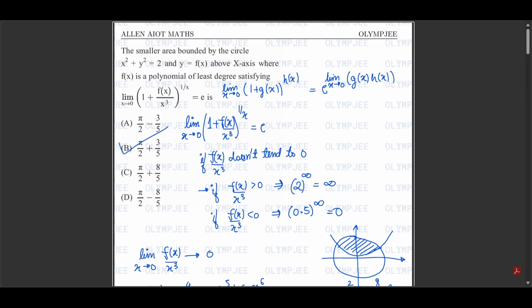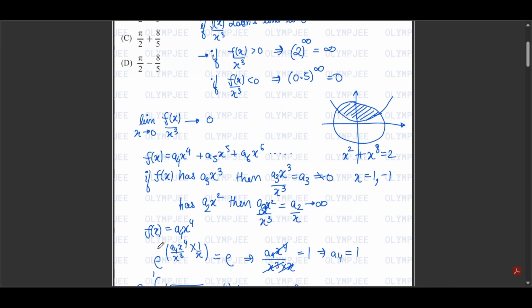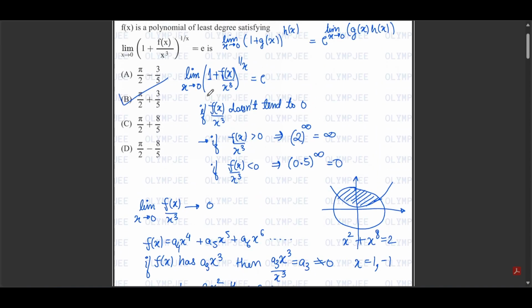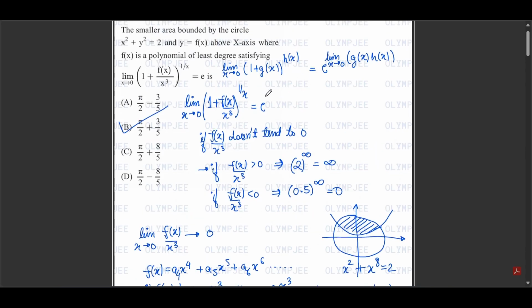So this was a nice question. The integration is fairly simple. It is given in the NCERT also, but realizing that this has to tend to 0 and then using this formula might be a bit tricky. This formula, it contains multiple steps. That's what makes this question a bit difficult. So let us move on to the next question.